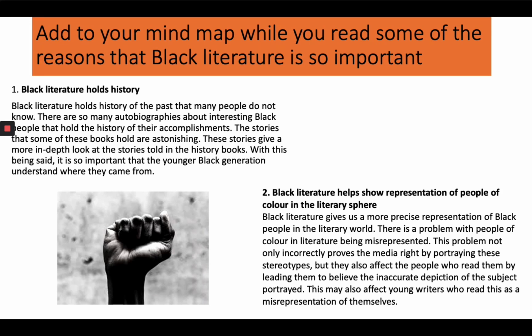There is a problem with people of colour in literature being misrepresented, so presented in a way that is false. This problem not only incorrectly proves the media right by portraying these stereotypes, but it also affects the people who read them by leading them to believe this inaccurate depiction of the subject portrayed. This may also affect young writers who read this as a misrepresentation of themselves. You might think that these stereotypes, they just don't reflect you correctly.